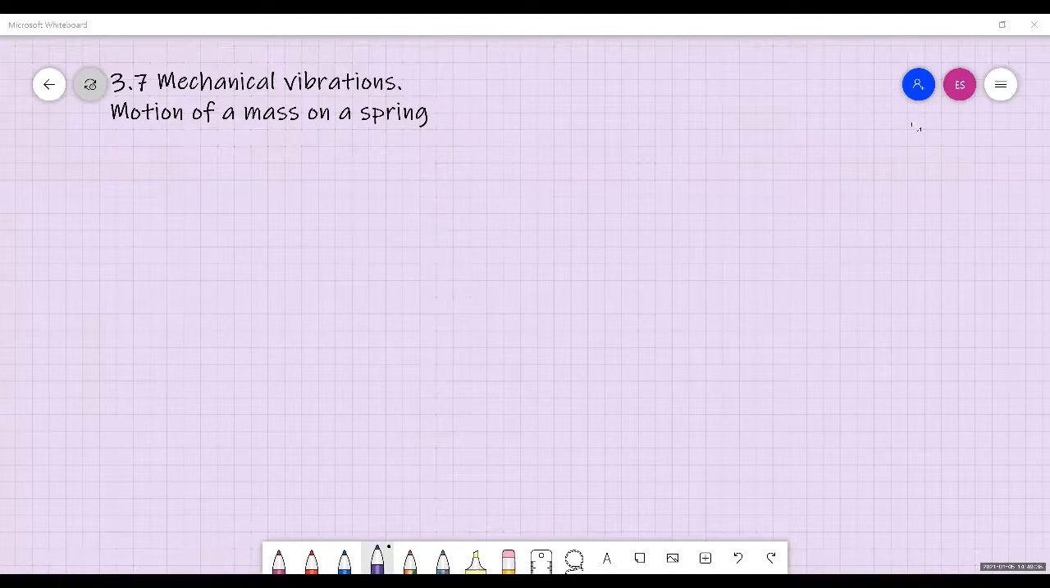Hello everyone. Today we are doing section 3.7, mechanical vibrations.